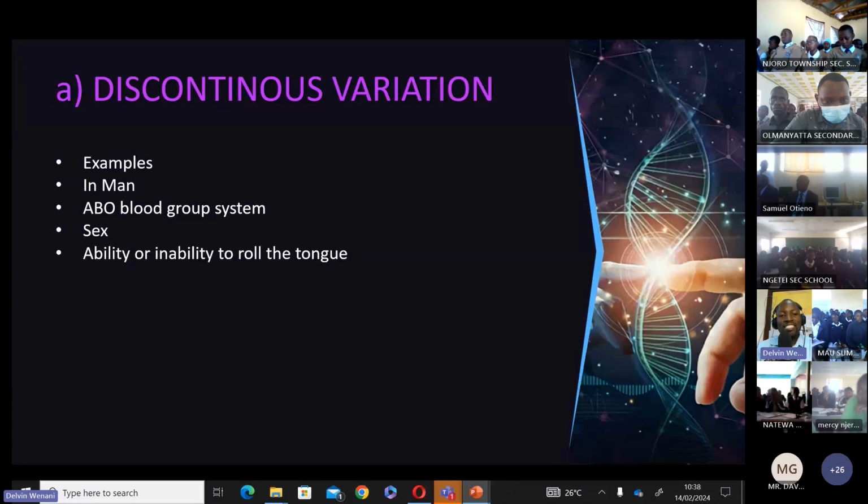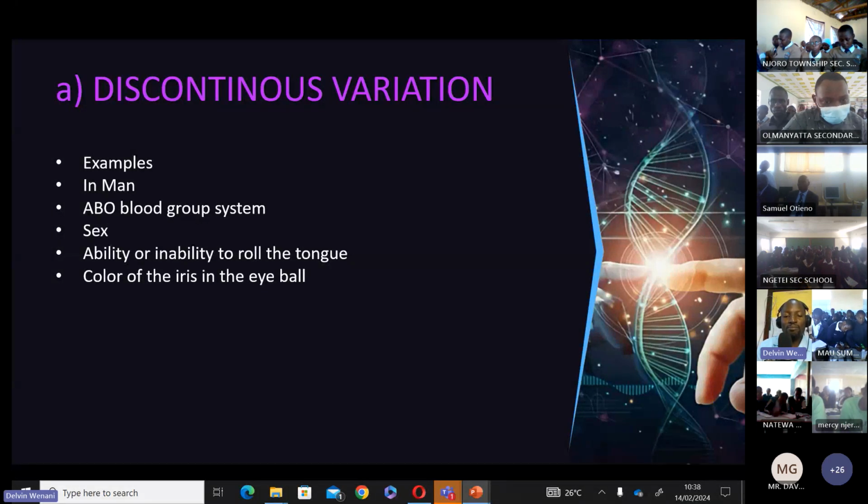The other one is ability or inability to roll the tongue. Either you can roll the tongue or you cannot roll the tongue. You cannot be in between. Either you are a roller or a non-roller. Then the other one is color of the iris and the eyeball. Some are black. Hair texture. Albinism, either you are albino or normal. Color blindness, either you have normal color vision or you are color blind. Ability or inability to taste PTC.